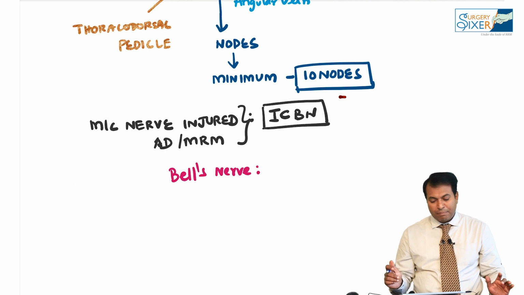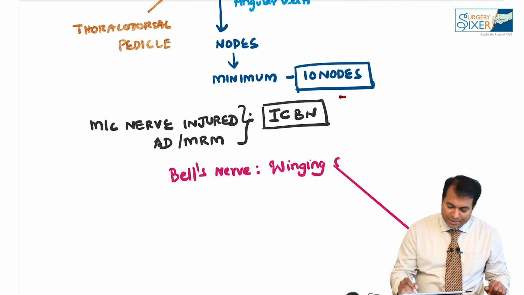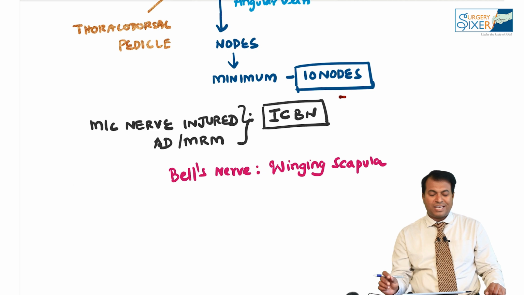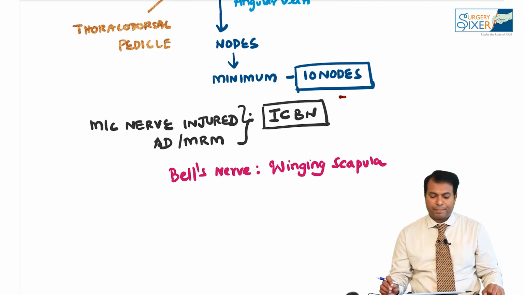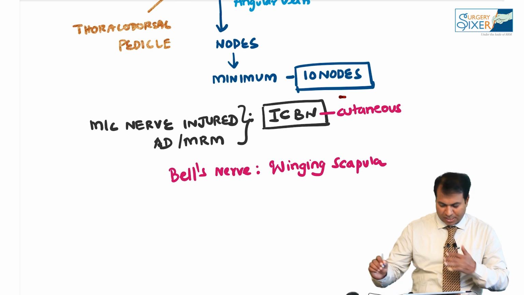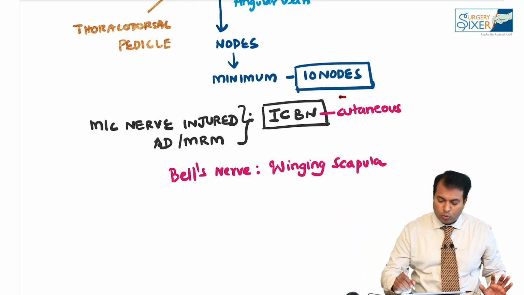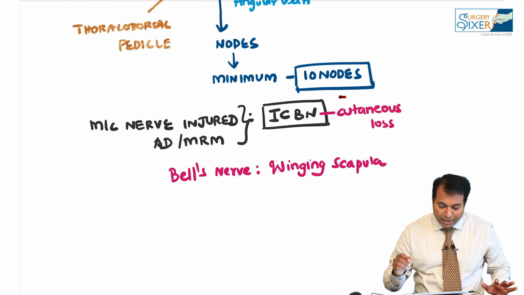Bell's nerve can be injured, resulting in winging of scapula, because of loss of supply to serratus anterior. Intercostobrachial nerve is only a cutaneous nerve, so no need to worry. The patient will have paresthesia in front of chest and arm, only cutaneous loss. So nothing big to worry.